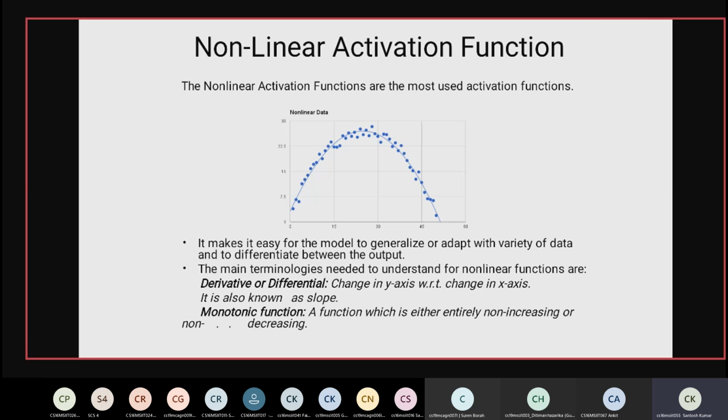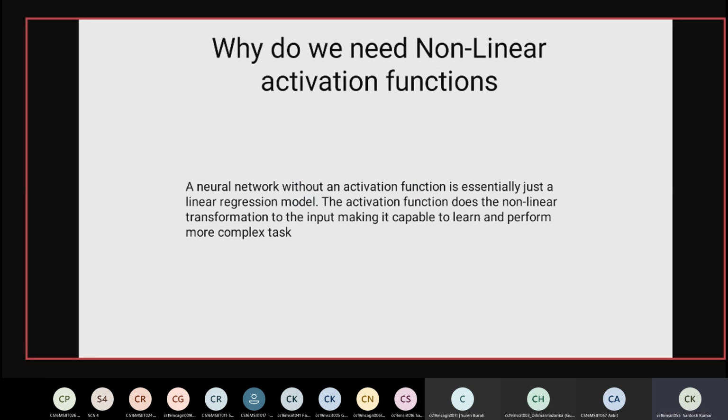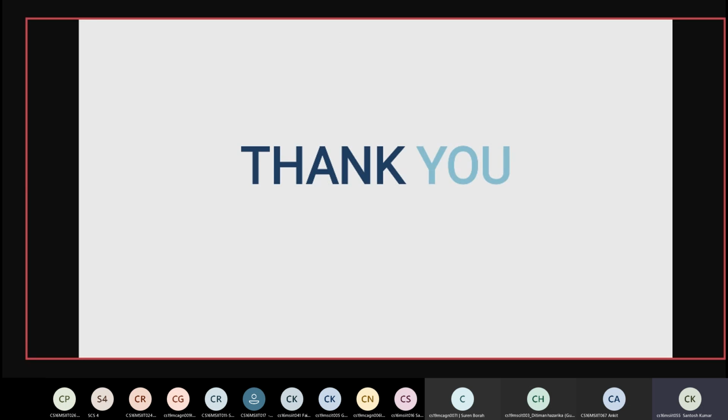And in another case, monotonic function, a function which is either entirely non-increasing or entirely non-decreasing. So why do we need non-linear activation function? A neural network without an activation function is essentially just a linear regression model. The activation function does the non-linear transformation to the input, making it capable to learn and perform complex tasks. So that is the main use of non-linear function, and that's all for this.